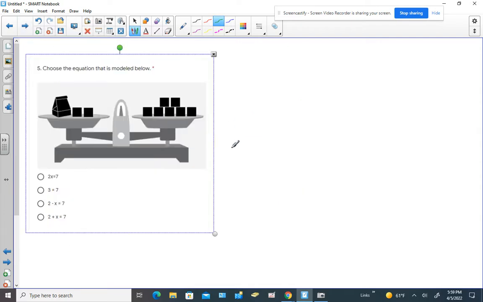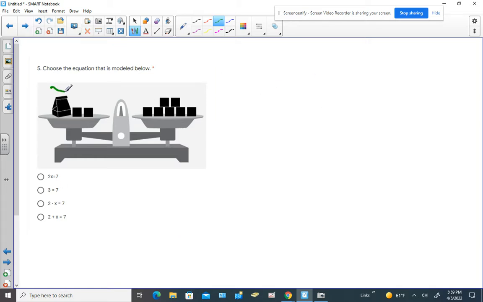Let's look at number 5. Choose the equation that is modeled below. Again, we have one bag, which we're using x, and then we have 2 of the cubes. Over here, if we count, we have 1, 2, 3, 4, 5, 6, 7. Choose the equation that matches what I have written here. Keep in mind that we can use the commutative property. In other words, if we switch the order of the addends, it does not affect the sum.